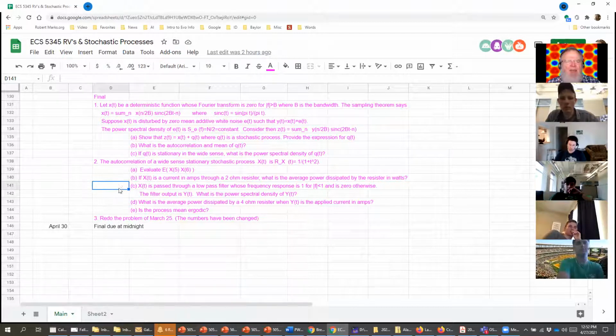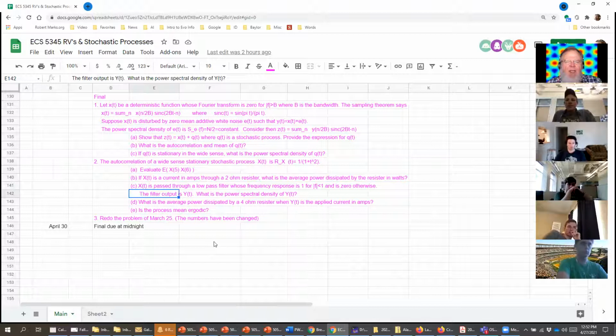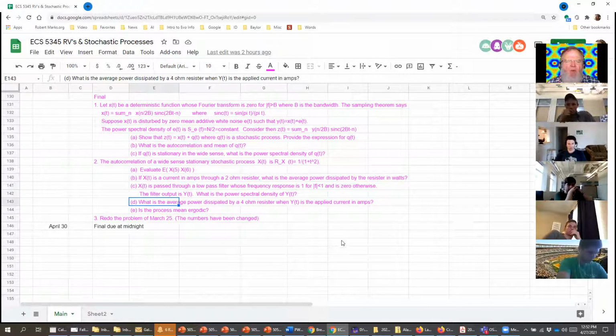And then we're going to pass x of t through an ideal low pass filter. So this is an ideal low pass filter with an abrupt brick wall cutoff at f equal to 1 on both sides, and it's 0 otherwise, and the output is y of t. And then I'm asking you, what is the power spectral density of y of t after you've passed x of t through the low pass filter? And then D is, what is the average power dissipated by a 4 ohm resistor when y of t is the applied current in amps?